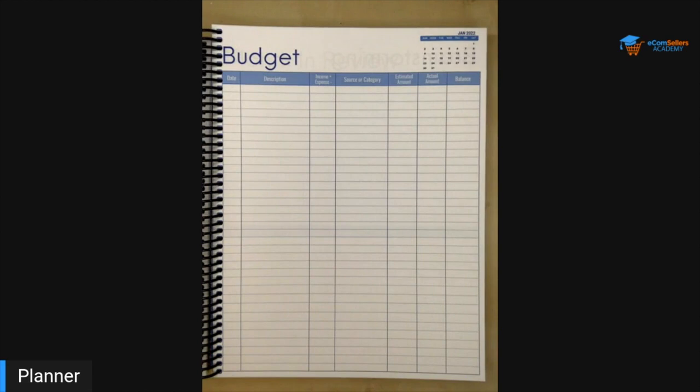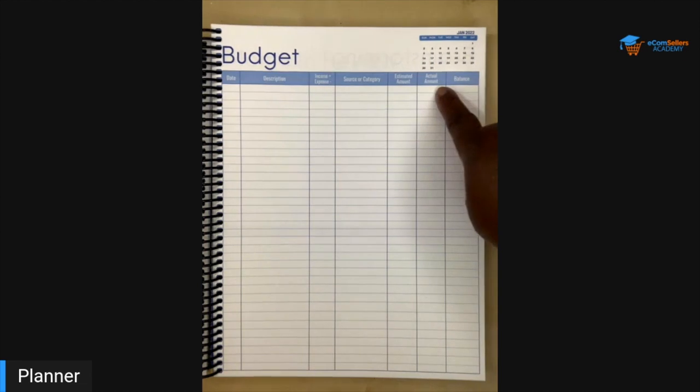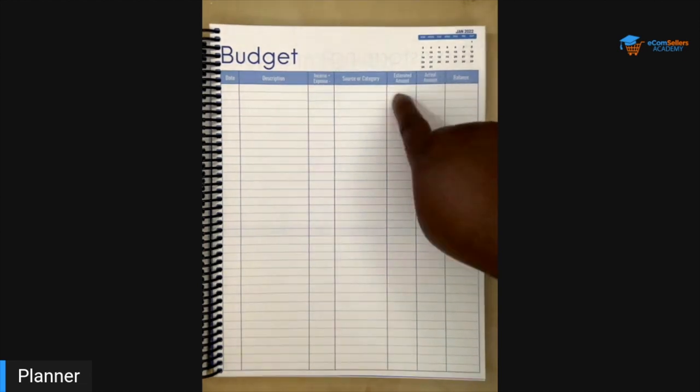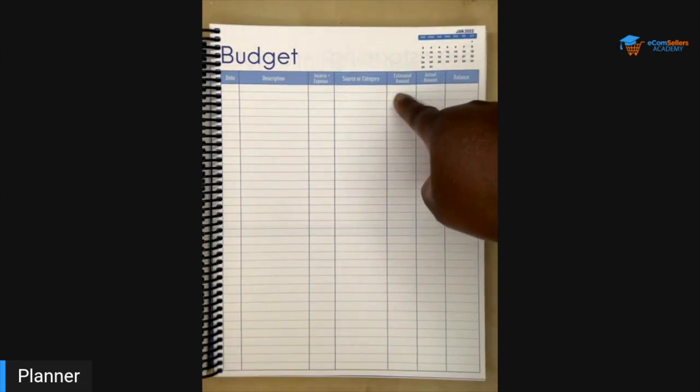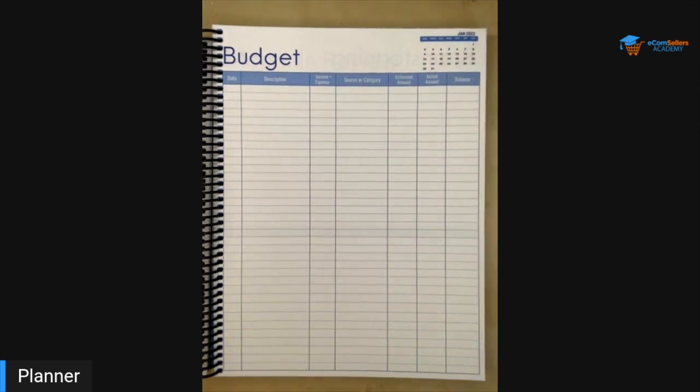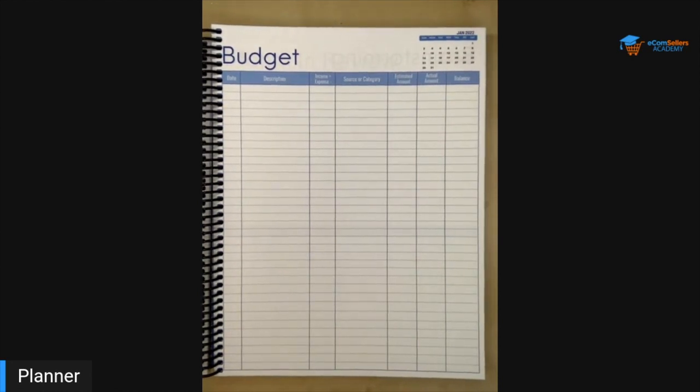So if it's income, what's the source? It's coming from Amazon. It's coming from Facebook Marketplace. It's coming from eBay. Okay. And what is the actual amount? Maybe you were trying to project that you were going to make $1,000 this month on Facebook Marketplace, but instead you made $700. So you can put estimated and actual.